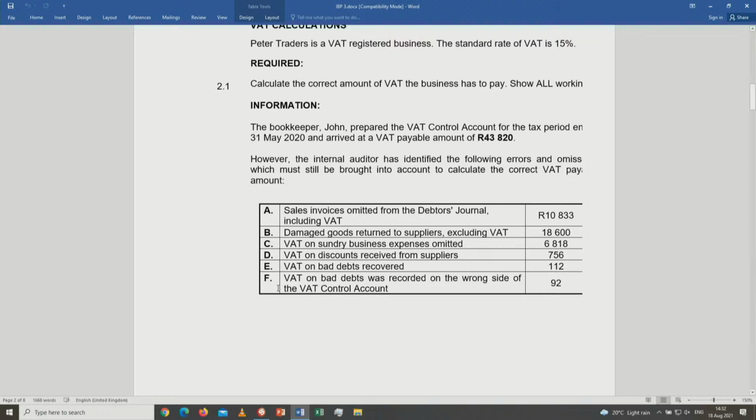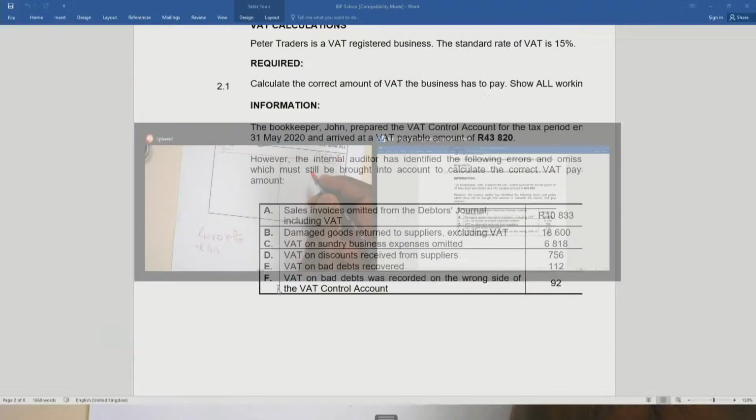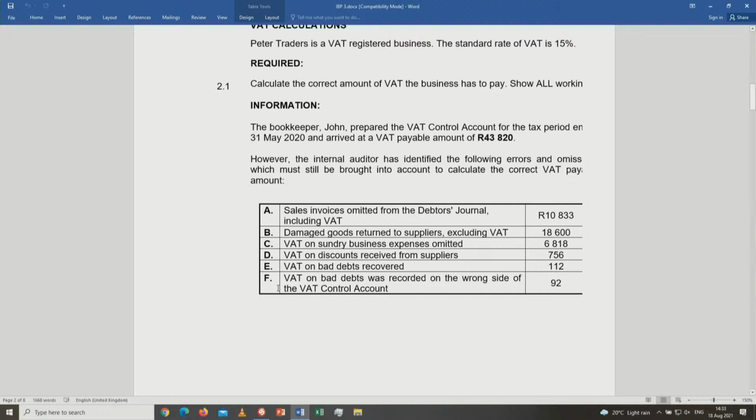Right. Now you must ask yourself that whenever the business made sales, it means the business has received the money. When we receive the money, remember, I said to you, we charge output. When the money is received, the VAT that is charged there is output VAT. Right. On the output here, we'll write the 43,820. That is payable. Remember, they said it is VAT payable amount of 43,820. So we must adjust this 43,820. And it is clear that they said VAT payable. So if it's payable, it means we are owing SARS. Hence, it has been credited.